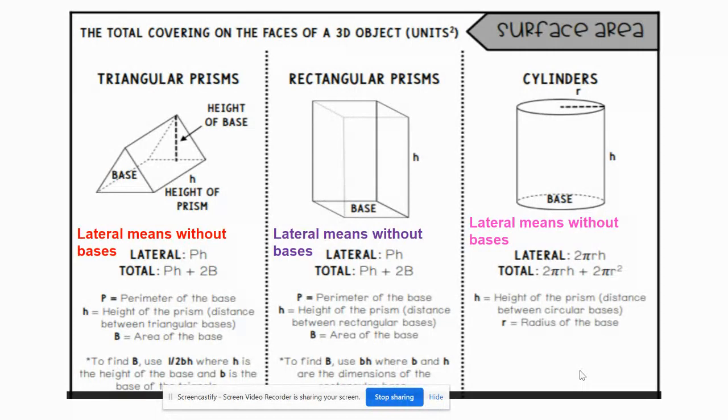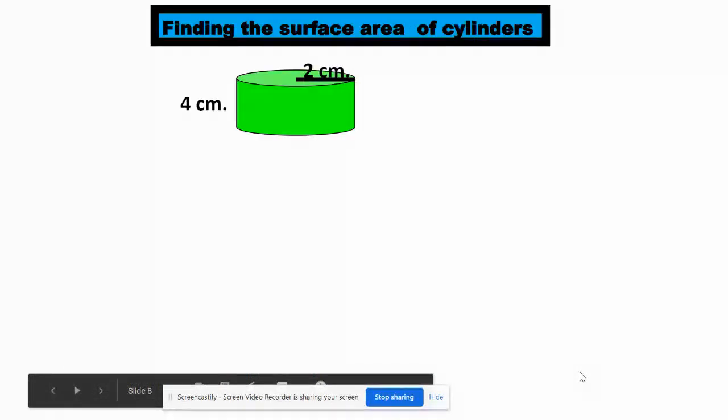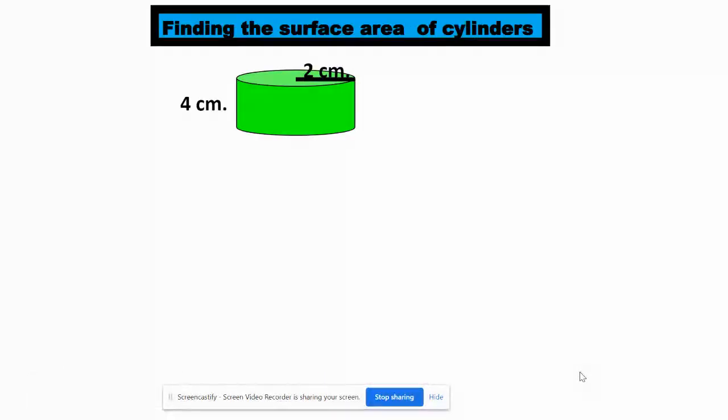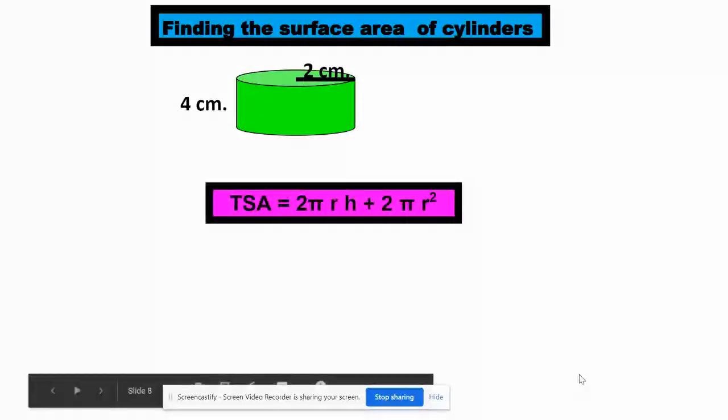Surface area still means covering the faces of a 3D object, and it is measured in units squared. Let's go ahead and take a look at our first example. Here we're given a cylinder. We know the cylinder has a circular base. So therefore, we're going to focus on that circular base and the height. We start with our formula. And let me explain the formula to you.